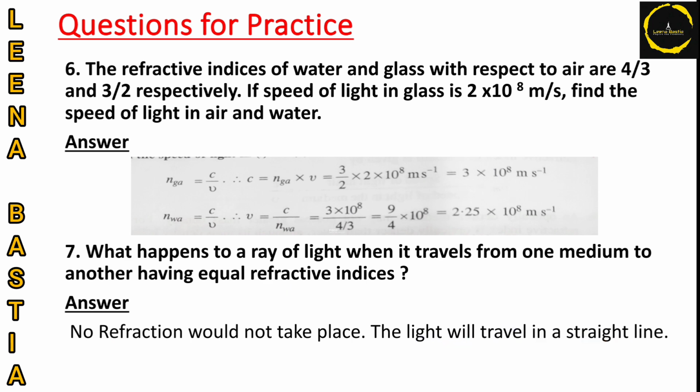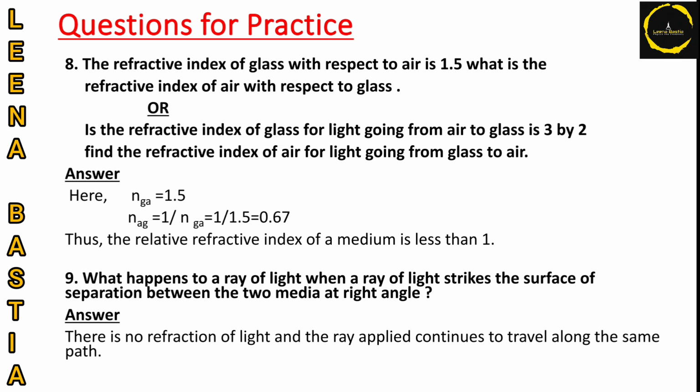So let us move on to the next question. Question number 8. The refractive index of glass with respect to air is 1.5. What is the refractive index of air with respect to glass? This is quite easy. This can also come like this: the refractive index of glass for light going from air to glass is 3 by 2. Find the refractive index of air for light going from glass to air.